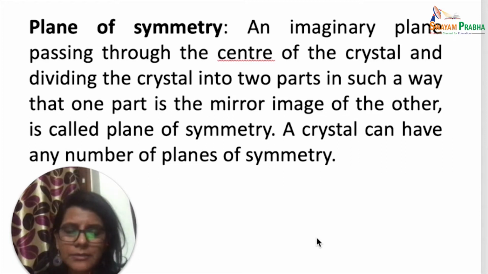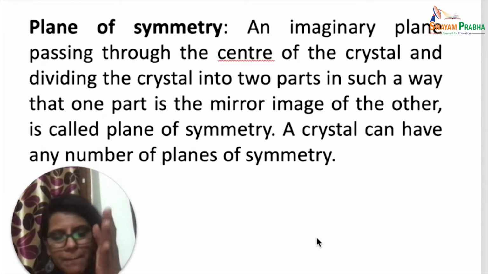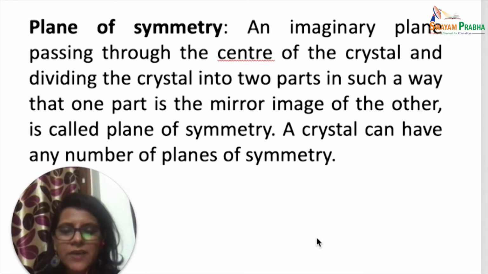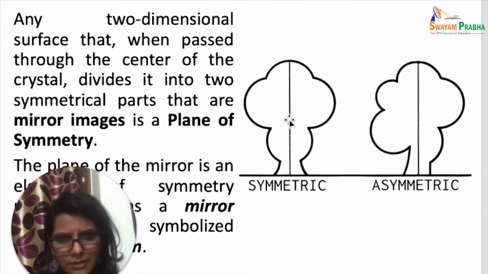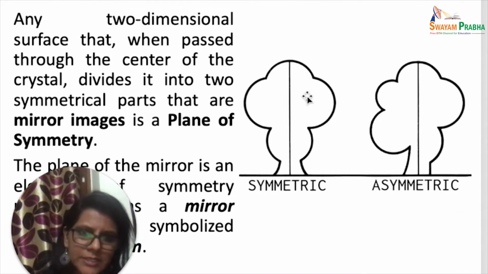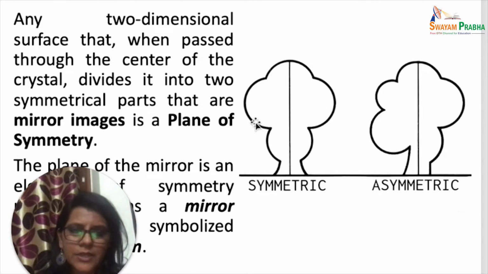So remember, what is a plane of symmetry? It's a plane. Just imagine a paper, if it is placed in the crystal in such a way that the crystal gets divided into two equal halves which are mirror images of each other, then it's called a plane of symmetry. Now just look at this structure. If this is the plane, this half is a mirror image of this half. So this is called a symmetrical structure.